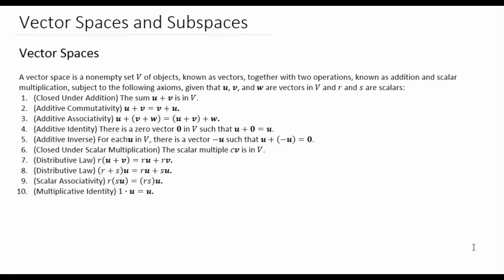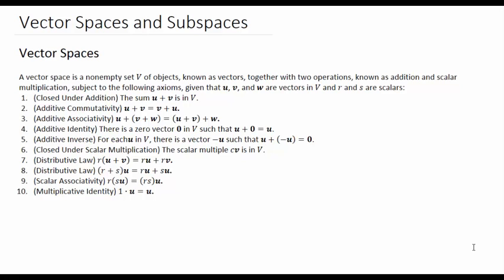So number 1, closed under addition. Basically, if two vectors are in the space, their sum should also be in the space. Additive commutativity, the order of addition shouldn't matter. Additive associativity, I should be able to move parentheses around in my addition as much as I want. And additive identity, this says that there's a zero vector, so there's a vector such that u plus 0 is equal to u. The additive inverse, for every u, there's a negative u, such that I can add them up and get the zero vector. Closed under scalar multiplication, if I multiply by a scalar, I should still be in the set.